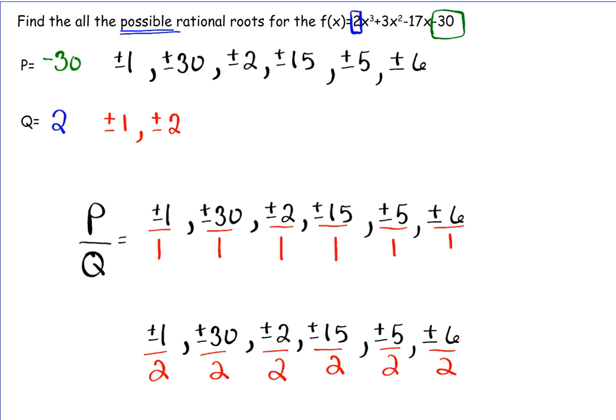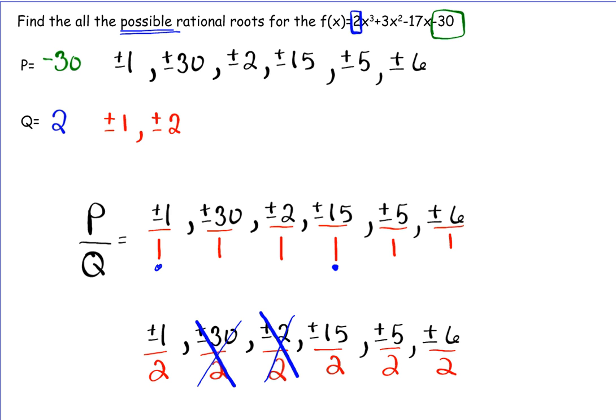Now you're looking at this going, oh my God, Mrs. Peters, this is too much. Don't worry about it. Guys, some of these numbers simplify really nicely. Stop and think. 30 divided by 2 is 15, and that one's right here. 2 divided by 2 is 1, and it's right here.